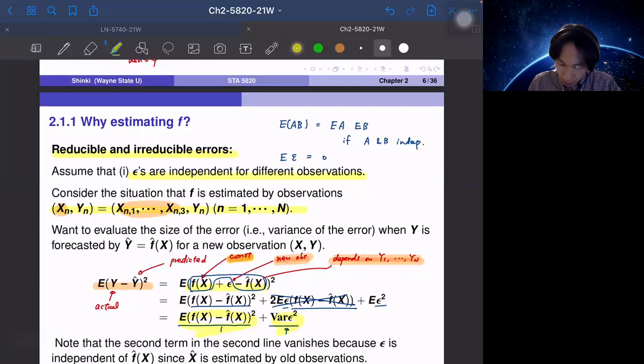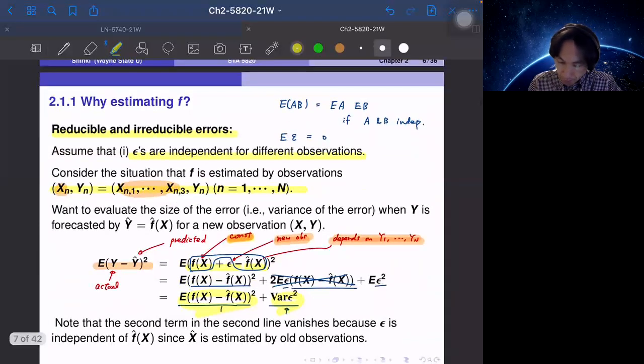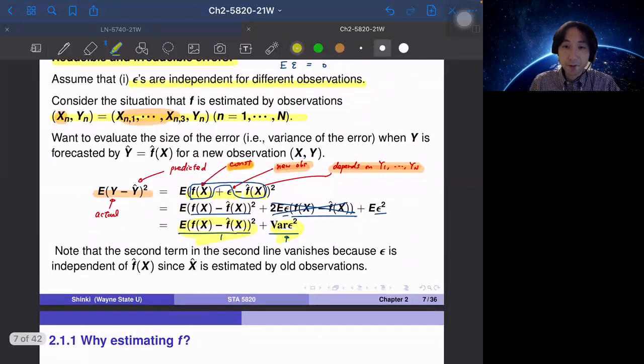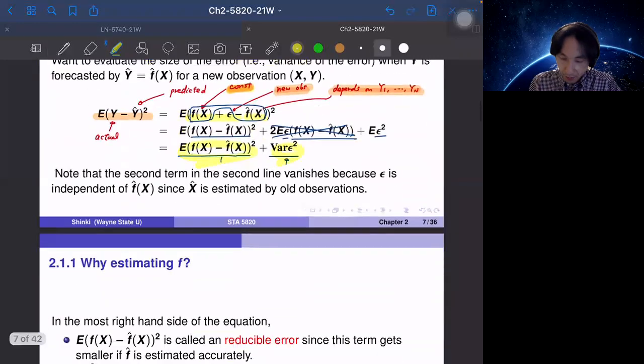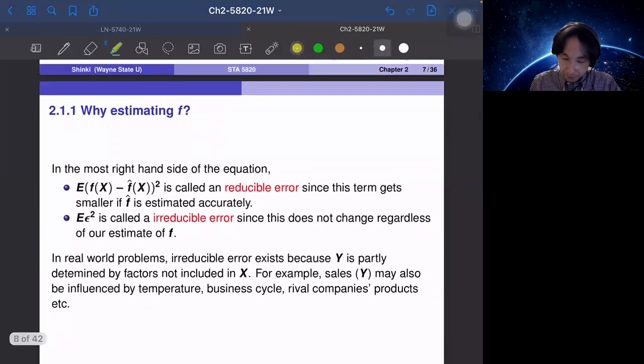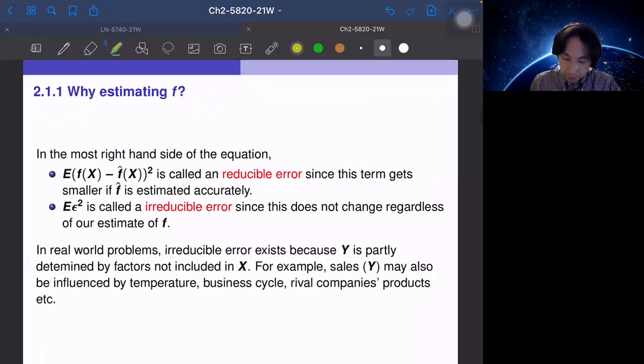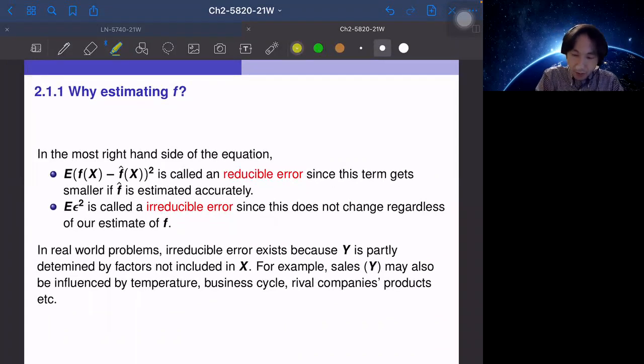Questions? Okay, so reducible part and irreducible part. Even if you do your best, still the error cannot be 0. So this part is reducible error and this part is irreducible error.